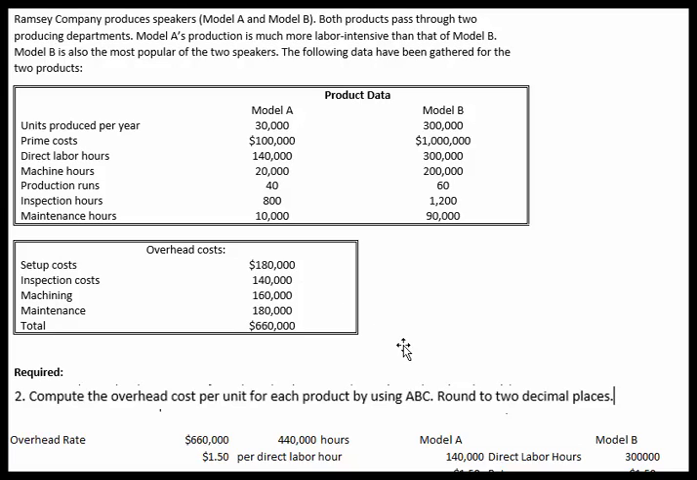And we first need to figure out what kind of an allocation base we're going to use. So in other words, we have this $180,000 of setup costs. How do we spread that out between the two models? And we talked about in class maybe using setup hours, and that might be why you're stuck on this problem. There's nothing listed here for setup hours or number of setups. And so we've got to look at what kind of an activity we are given up here that would be reasonable to spread or allocate those costs over.